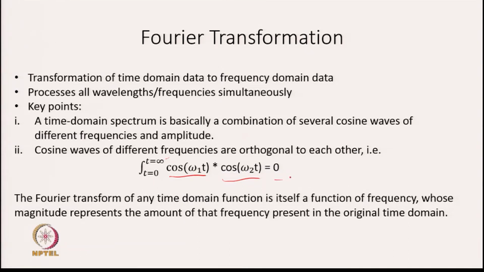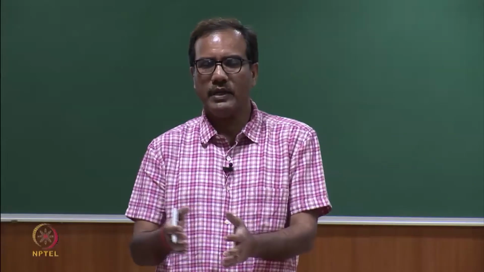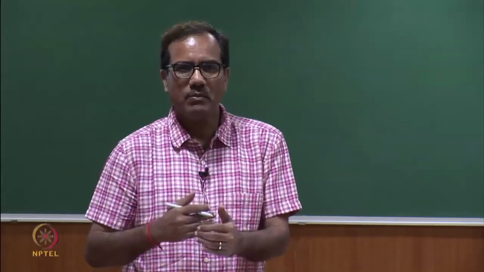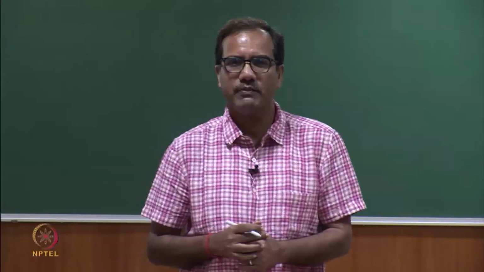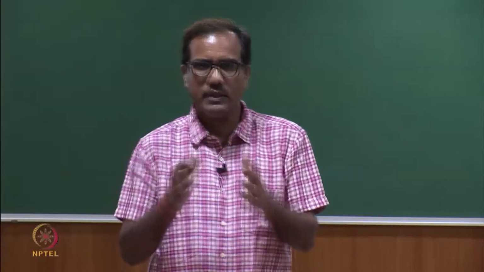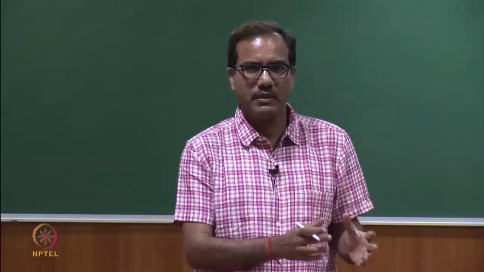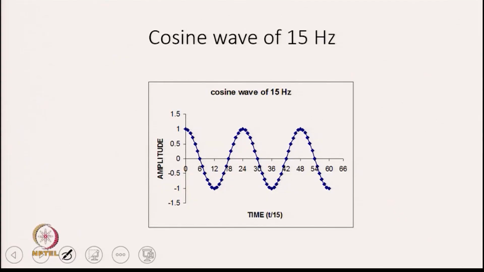If omega 1 and omega 2 are different, then if you multiply a cosine wave of frequency omega 1 and a cosine wave of frequency omega 2 and then sum up from t equal to 0 to t equal to infinity, you should get 0. And this property is used to convert your time domain spectrum to frequency domain spectrum. So, let me show by example.